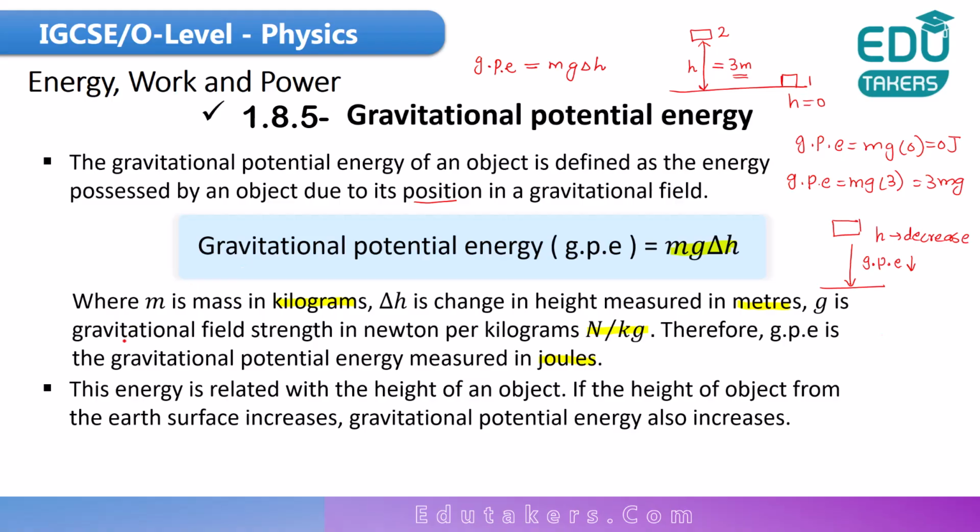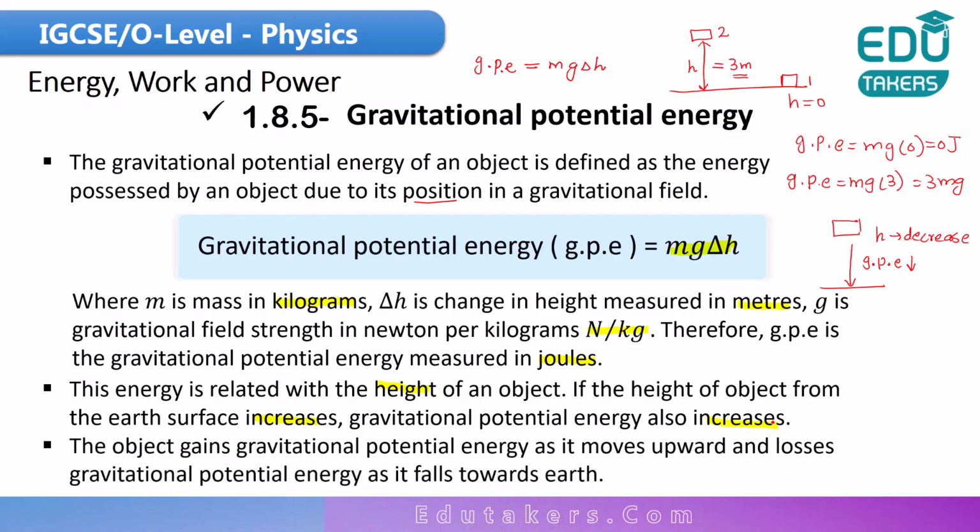This energy means that the gravitational potential energy is related with the height of the object. If the height of the object from the Earth's surface increases, the gravitational potential energy also increases. I can simply say that by increasing the height of the object from the Earth's surface, the gravitational potential energy increases. The object gains gravitational potential energy as it moves upward.